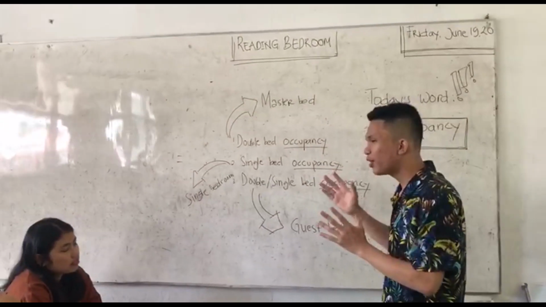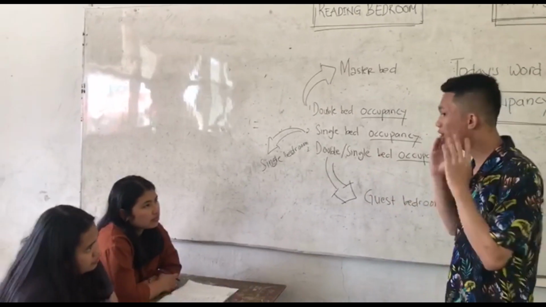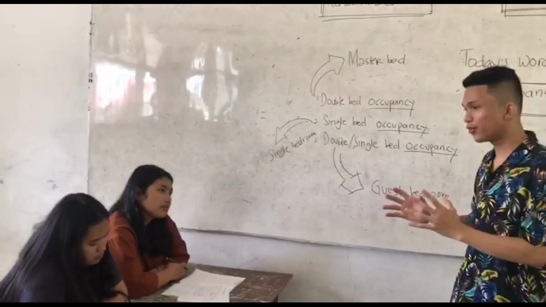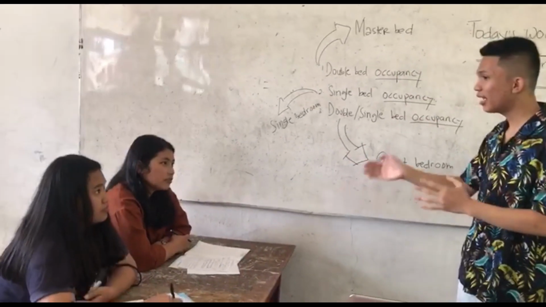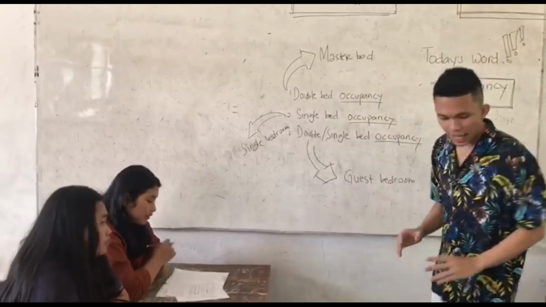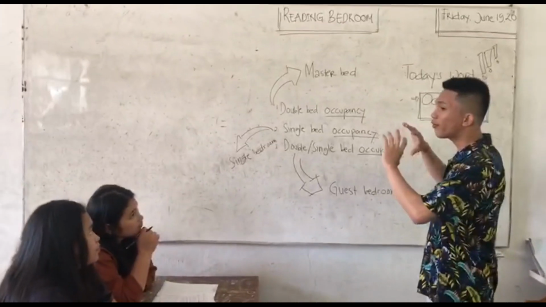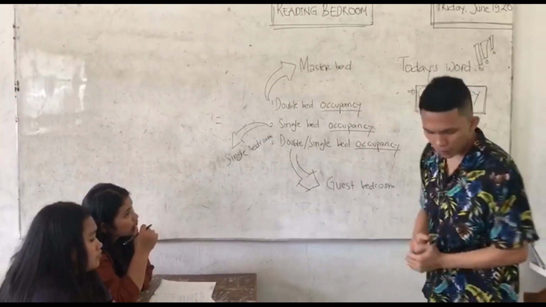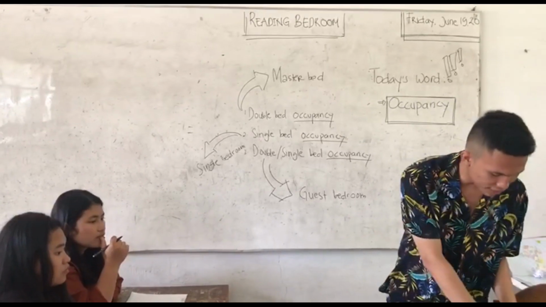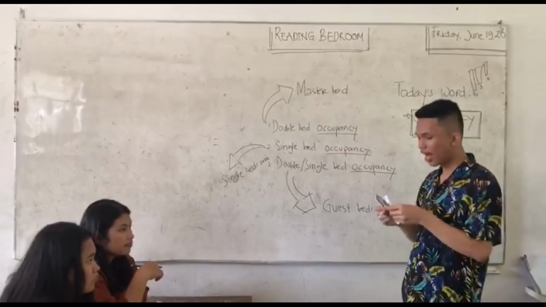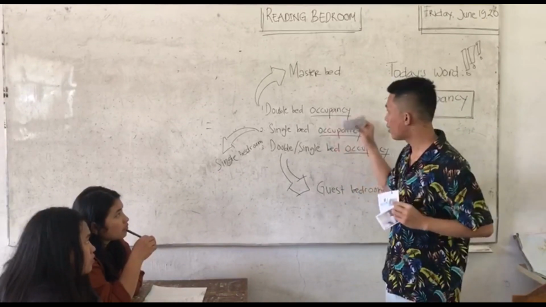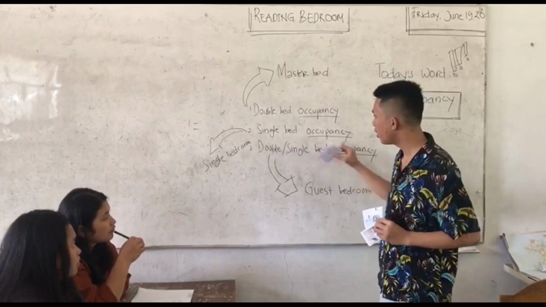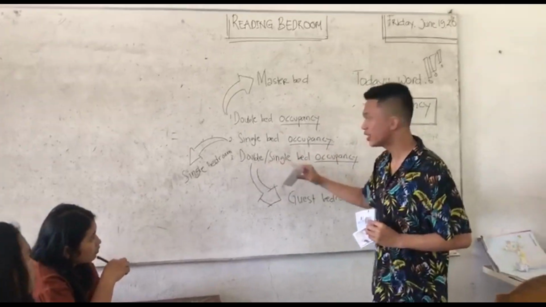So reading bedroom, because you read, meaning that you have to understand, and then you observe the room, meaning that you know the details, as Atta has said, in the room. Today we will learn the details of the bedroom. Now, I have three types of bedroom: double bed occupancy, single bed occupancy, and double or single bed occupancy.